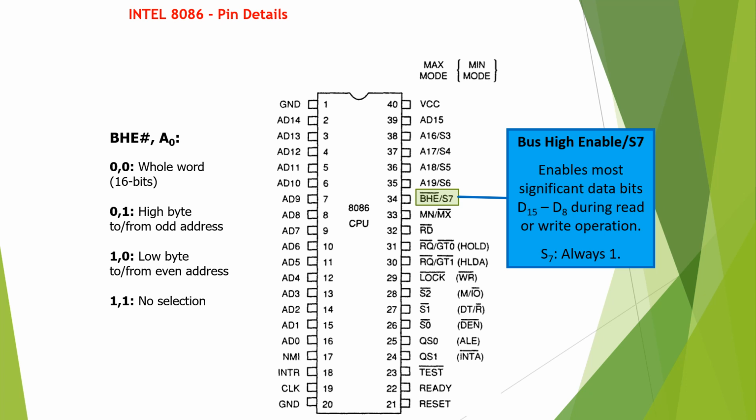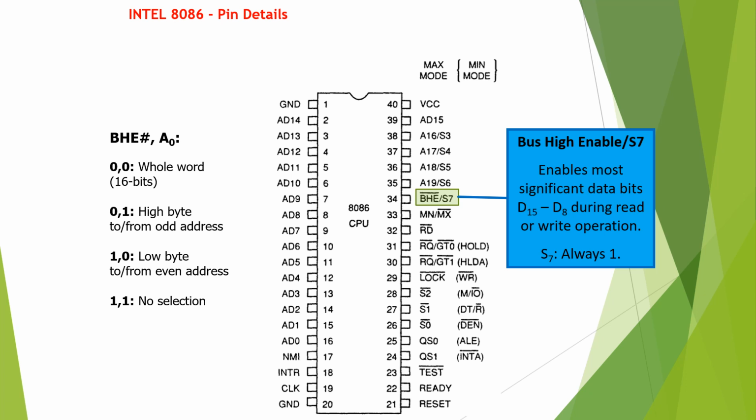This bus high enable is low during the T1 cycle for read, write, and interrupt acknowledgement cycles, and whenever a byte is to be transferred on the higher byte of the data bus, this becomes low. The status information is available during the T2, T3, T4 of the clock cycle, and the signal is active low and it is tri-stated during the hold.